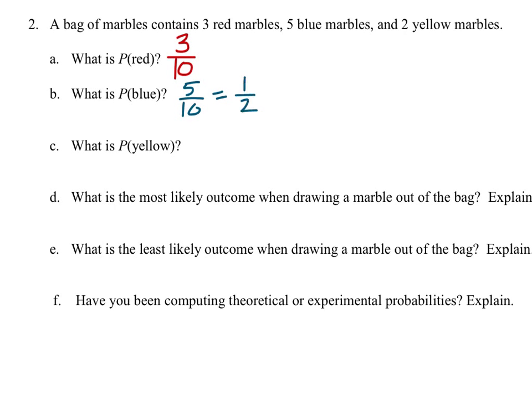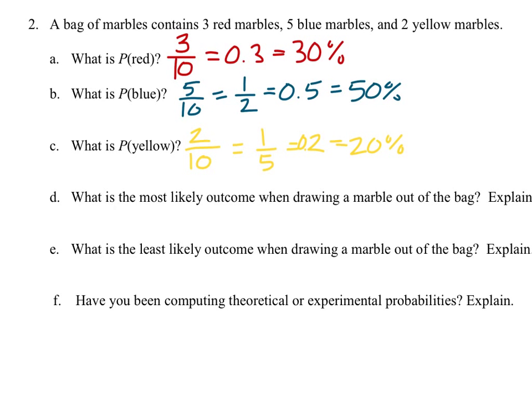Next up is yellow. There are 2 yellow out of 10 total marbles, and if you simplify it, that's okay, 1/5. The other thing is they said at the beginning they want the decimal and the percentage for these. So we change those into decimals, then multiply the decimal by 100, and that gives the percentage: 30, 50, and 20 percent.